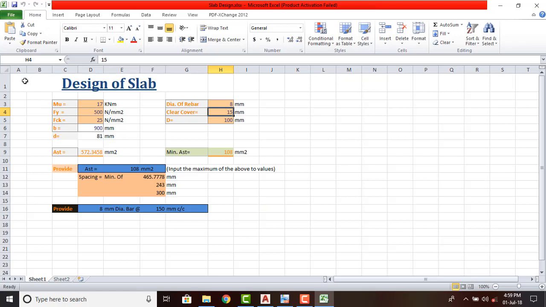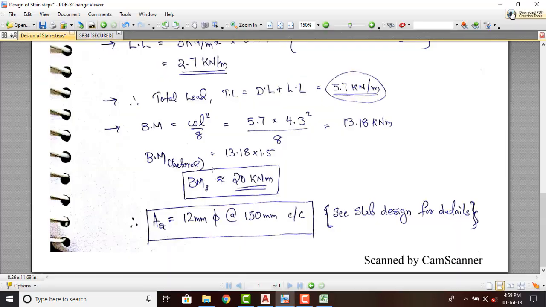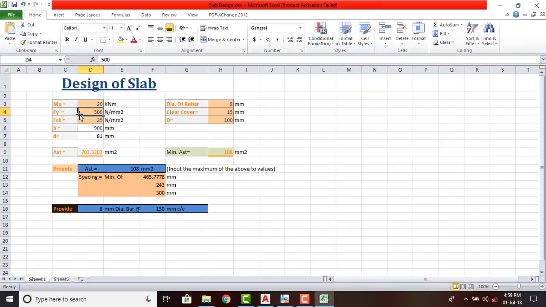So this is the Excel sheet which I have prepared for the design of a slab. In this, the bending moment will be 20 kN meter, which we have calculated here. Then the Fy, that is of steel, is 500 Newton per mm square, that is we are using Fe 500D steel, and the fck is 25 Newton per mm square, and the diameter of the reinforcement bar we will be using is 12 mm dia bar, and the clear cover in a slab is 15 mm, as per IS code, and this D, that is the total thickness of the slab, is 10 cm, that is 100 mm itself. Then this B, that is the width of the slab, we have taken as 900 mm, that is 90 cm.